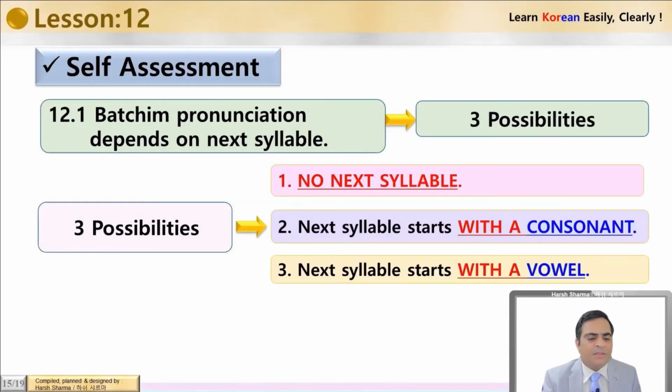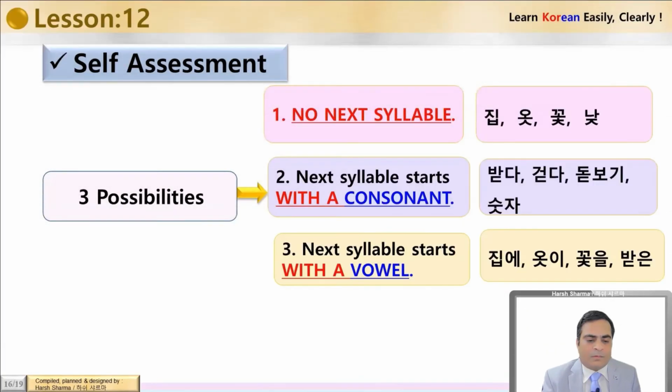Now let's do the self-assessment. Batchim pronunciation depends on the next syllable, and the next syllable has three possibilities. What are those three possibilities? Number one, no next syllable. Number two, the next syllable starts with a consonant. Number three, the next syllable starts with a vowel. For no next syllable, a few examples are: chip, oath, kot, nat. Second possibility, the next syllable starts with a consonant: hatta, khotta, toppogi, sucha. Number three, the next syllable starts with a vowel: chibe, oshi, kochal, phadan.